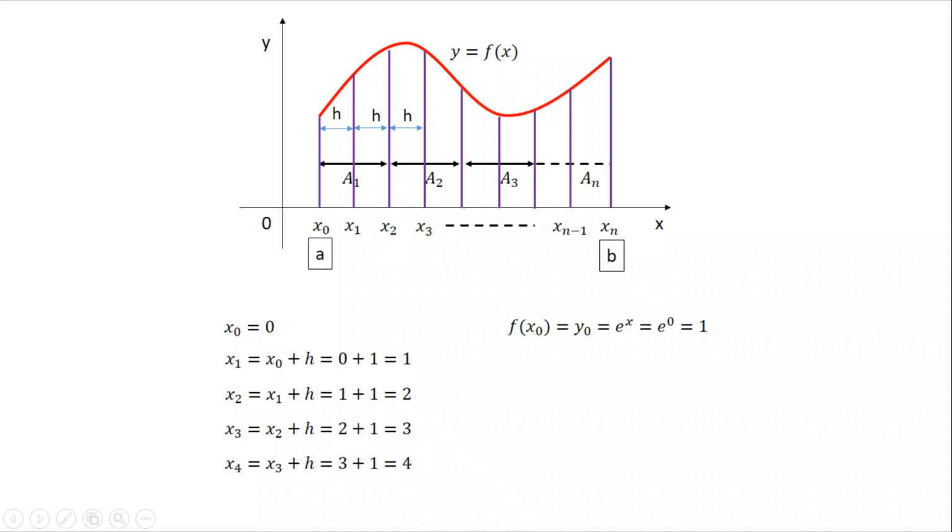Then find the function values. After putting these x0, x1 up to xn values in the function, we'll get f of x0, x1, x2 up to xn, or x4. How to find f of x0, which we denote here as y0, then y1, y2. The function given is e raised to x. Put the value of x0. x0 is 0. e raised to 0 is equal to 1.